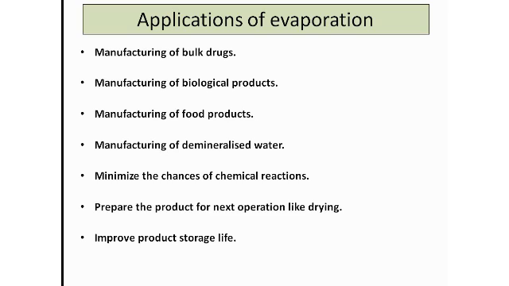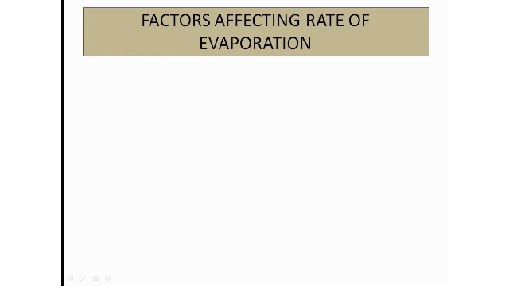Whenever you want to improve the life, earlier, suppose water is present, then the product can be stored for a period of 1 month. But if you remove the water from that product, then the product might be stored for 1 year. Next, similar to that, decrease the impact of microbial growth. Upon removing the water by the process of evaporation, the microbial growth can be controlled, and this will finally improve the storage life or shelf life of the product. Now, what are the factors which affect the rate of evaporation? Basically, there are 7 factors which affect the rate of evaporation.